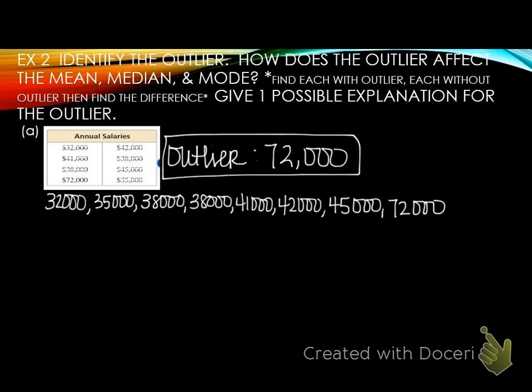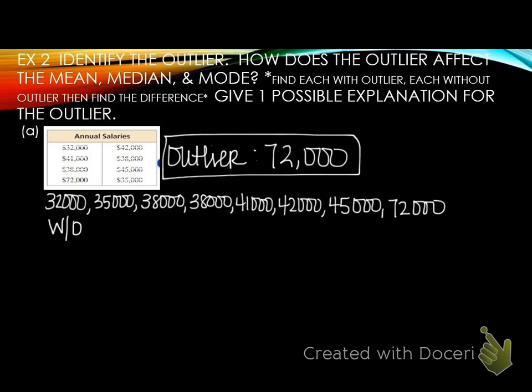Now, look at the next part of the directions: how does the outlier affect the mean, median, and the mode? And you can see in smaller print, I put how you're going to figure this out. And this is what I want you to highlight. Okay, grab your highlighters, highlight. You're going to find each, the mean, the median, and the mode with the outlier, and you're going to find each without the outlier, and then we'll find the difference. Now my suggestion is to start by finding without the outlier. I would start with finding the mean, median, and mode without the outlier.